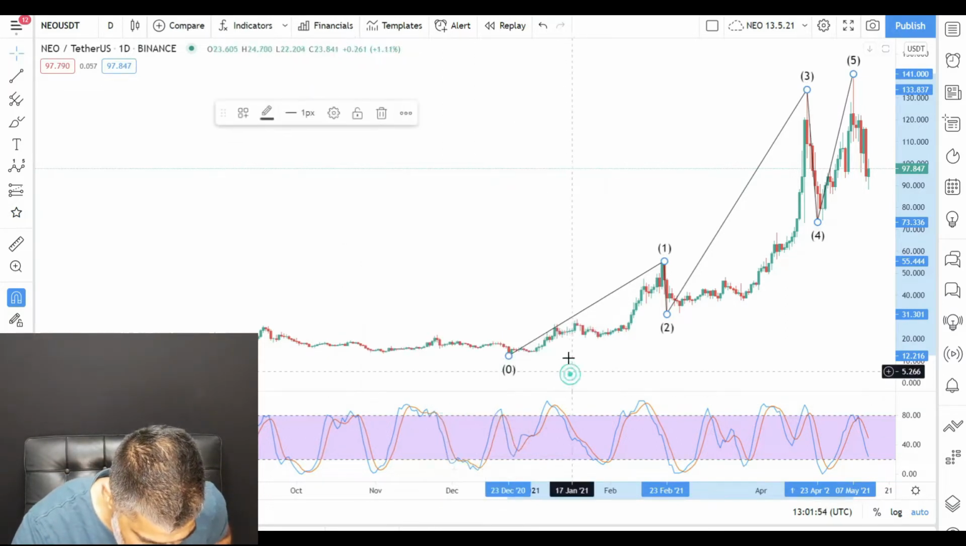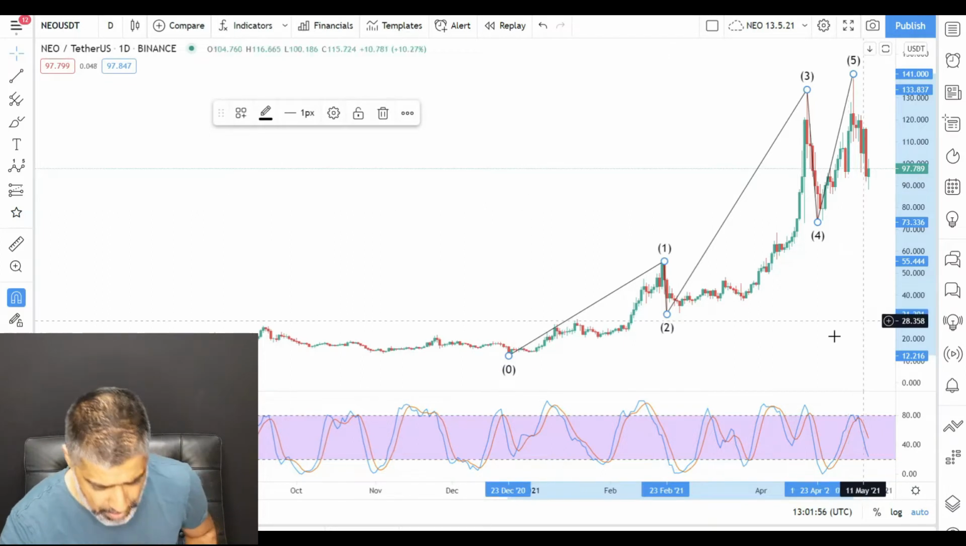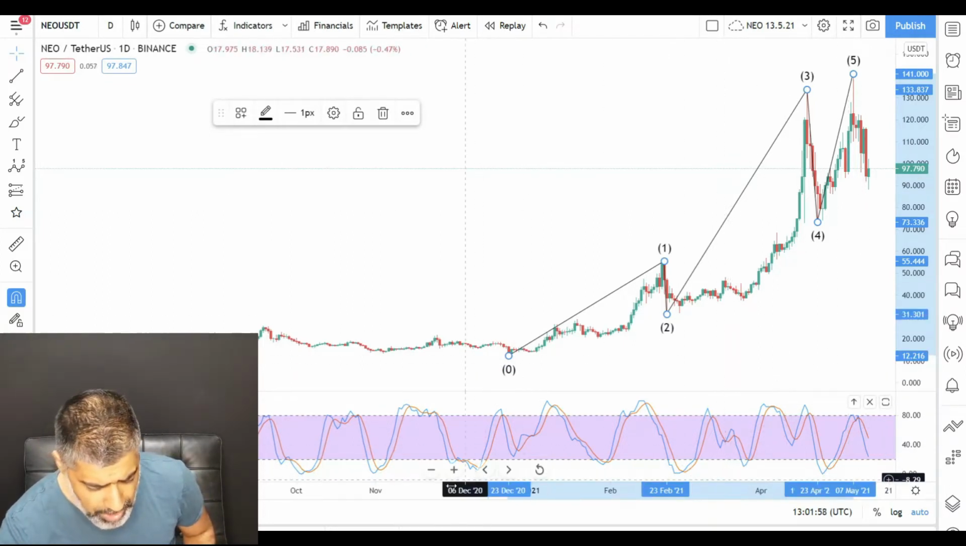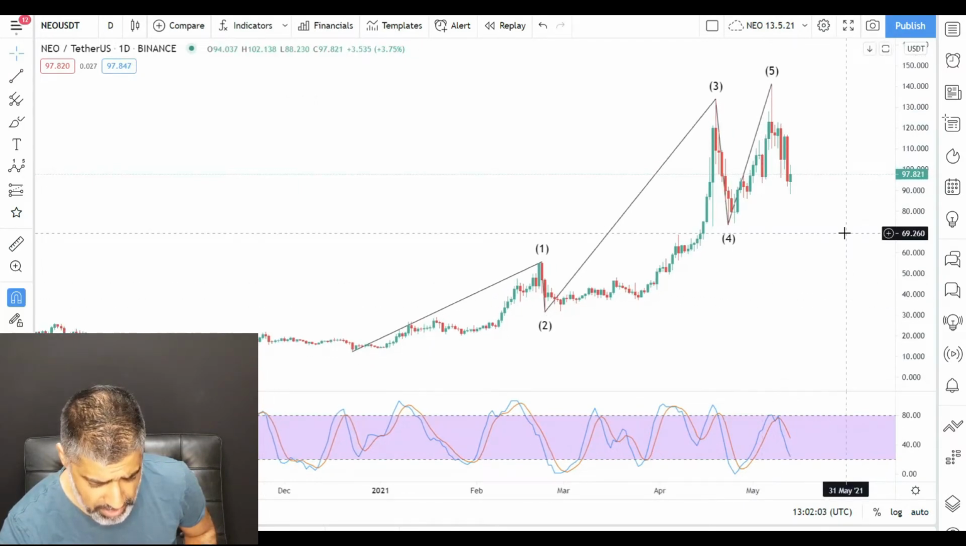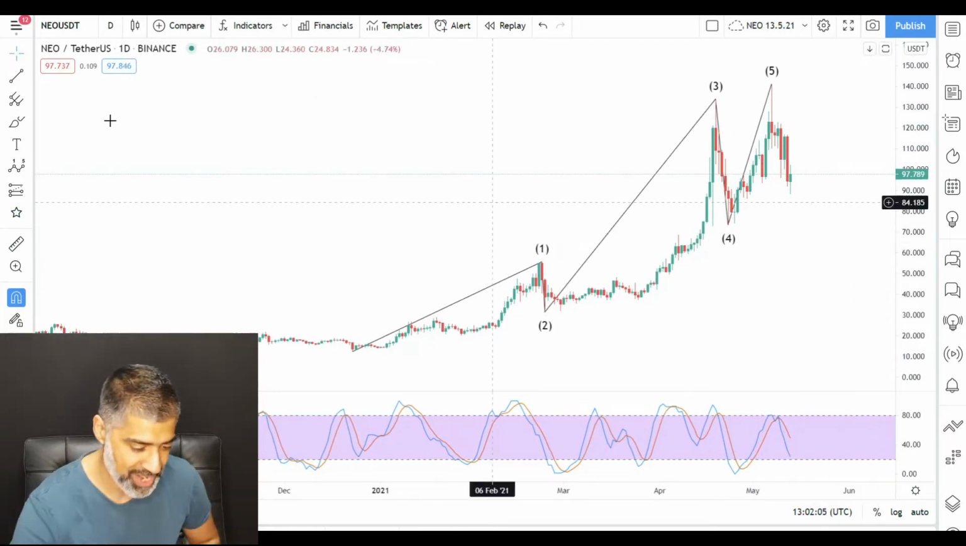All right, let's just do this on an intermediate so it's just clear. 1, 2, 3, 4, 5, right? So what happens after 1, 2, 3, 4, 5? Typically, it's a correction. So let's just see what the typical correction we should anticipate.